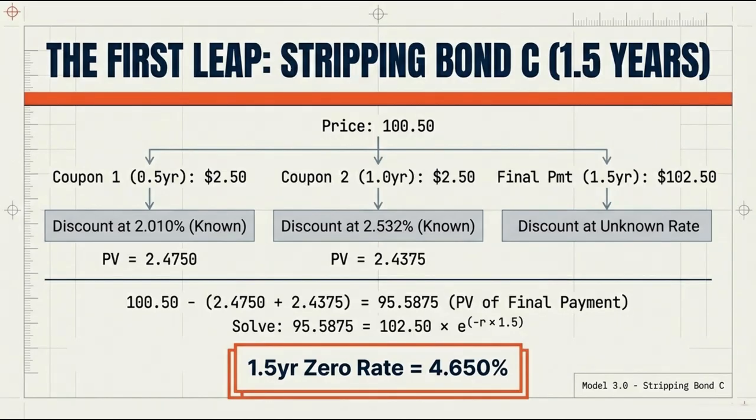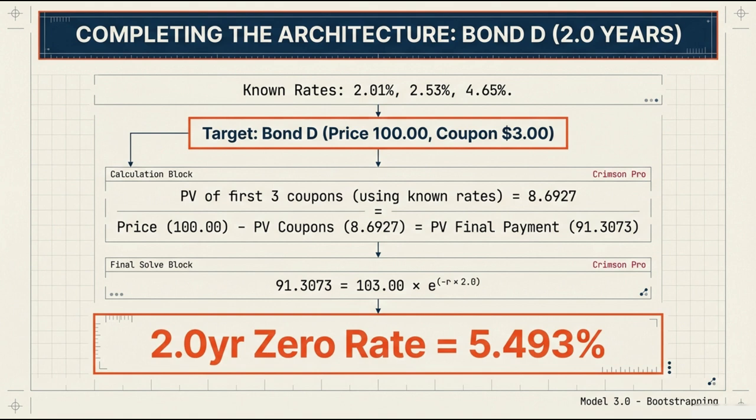And now, the final step, step 4, the 2.0 year zero rate, using bond D. This bond trades at par, 100, and pays a $3 coupon every 6 months. So now we have three known zero rates that we must use for the first three coupons. This calculation really demonstrates the cascading nature of the bootstrap.